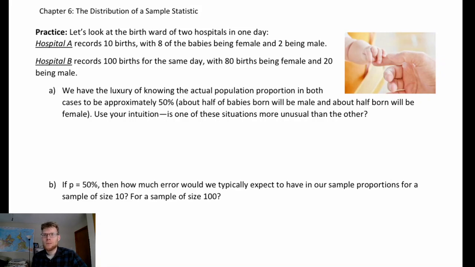So using your intuition, do you think that one of these situations is more unusual than the other, or do you think that both of these situations are equally improbable to happen? So again, if the population proportion should be 50-50, do you think that one of these situations is more probabilistically unusual than the other, or that they are equally likely to happen? Feel free to pause the video for a second and think about it.